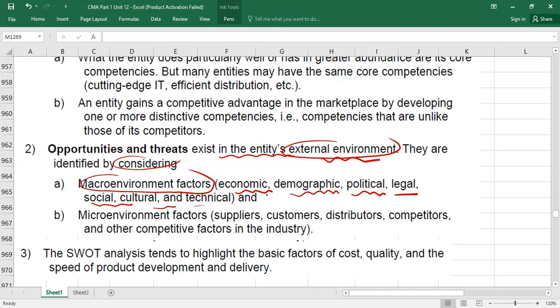socially, culturally, and technically. But in the micro environment, like at small scale level, you will look at what opportunities and threats you have from your suppliers, customers, distributors, competitors, and other competitive factors in the industry, right? But the key point is, mostly they will ask you in MCQs, or they can ask you to write a SWOT analysis and link it with some kind of essay question, right or wrong. So from the essay question, you have to derive what opportunities you have, what threats you have, what strengths you have, what weaknesses you have, right?